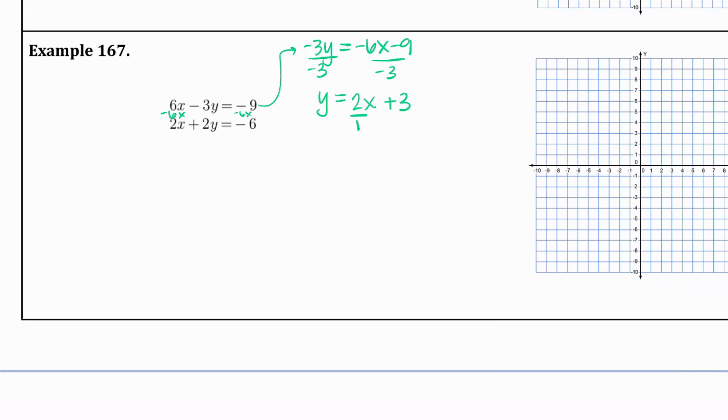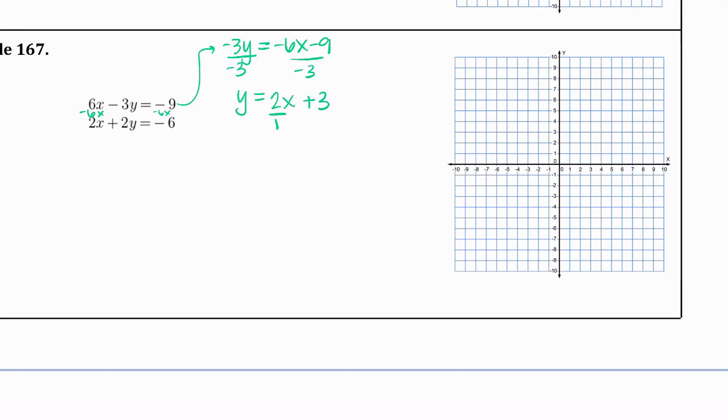So the slope of this line is positive 2. The y-intercept of this line is 3. We start at 3. We rise 2, run 1. Rise 2, run 1. Keep going in both directions as far as we can. Draw that first line.